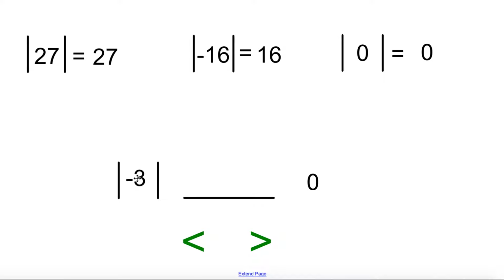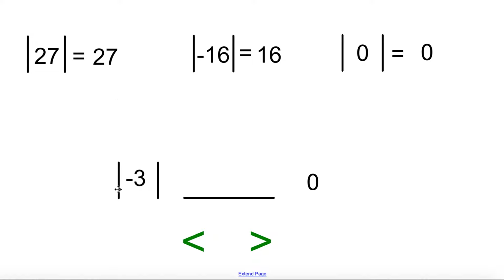Now let's give you a challenge. Let's bring absolute value and greater than and less than together. So let's take a look at this number sentence here. It reads, the absolute value of negative 3 is blank than 0. Well, if you're thinking about negative 3 and 0, you might be thinking negative 3 is less than 0. But that is not what this sentence says.